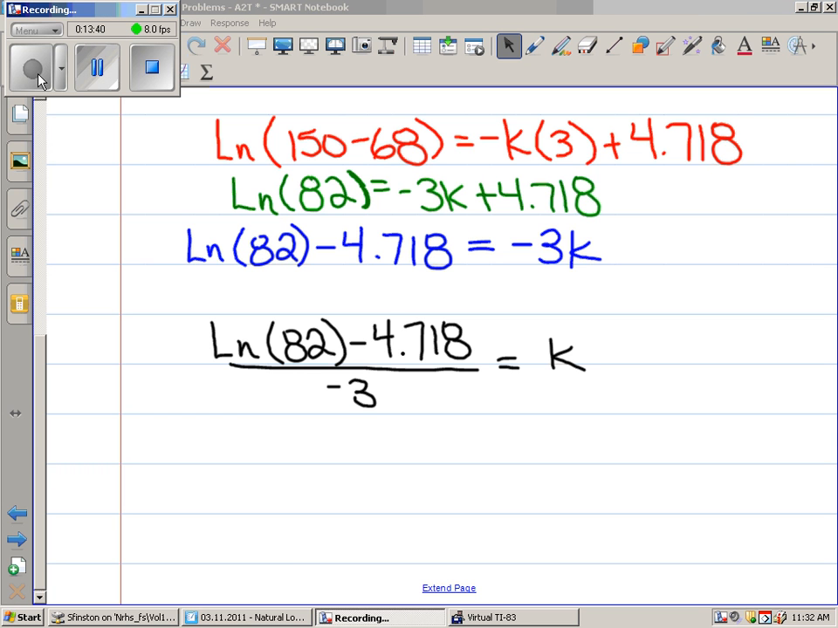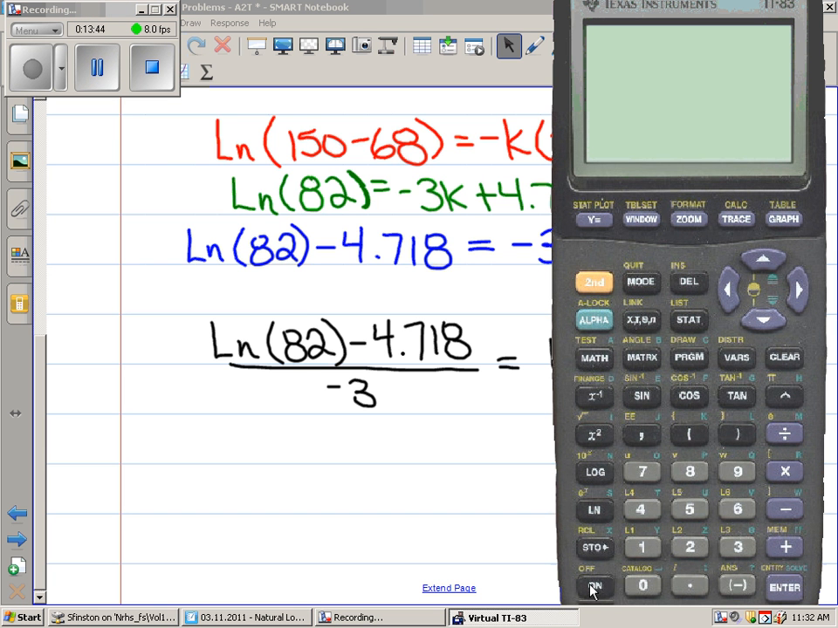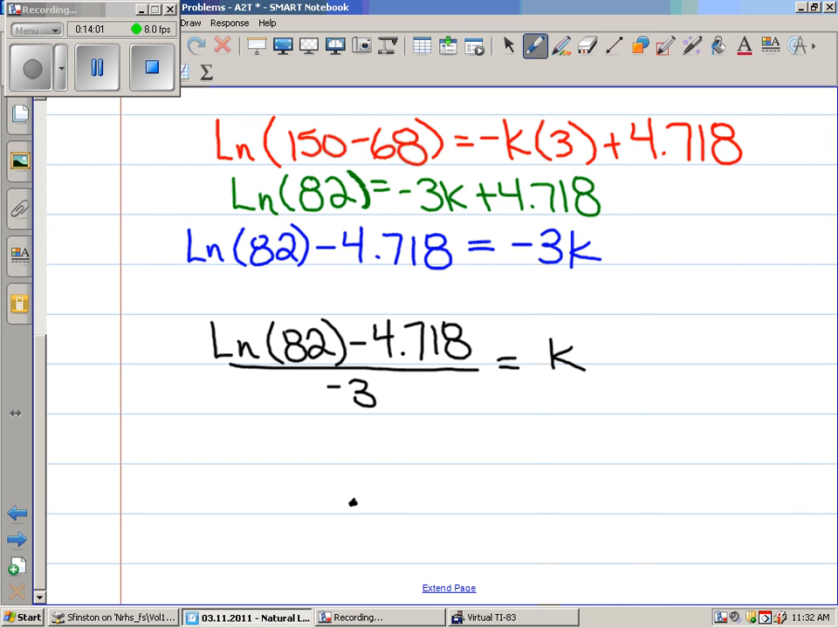If you plug this into your calculator, do it in little parts. The ln of 82 minus 4.718, hit enter, divided by negative 3. It's 0.11. I'm sorry, not 0.11, 0.104 is equal to K. Was that difficult? Good.